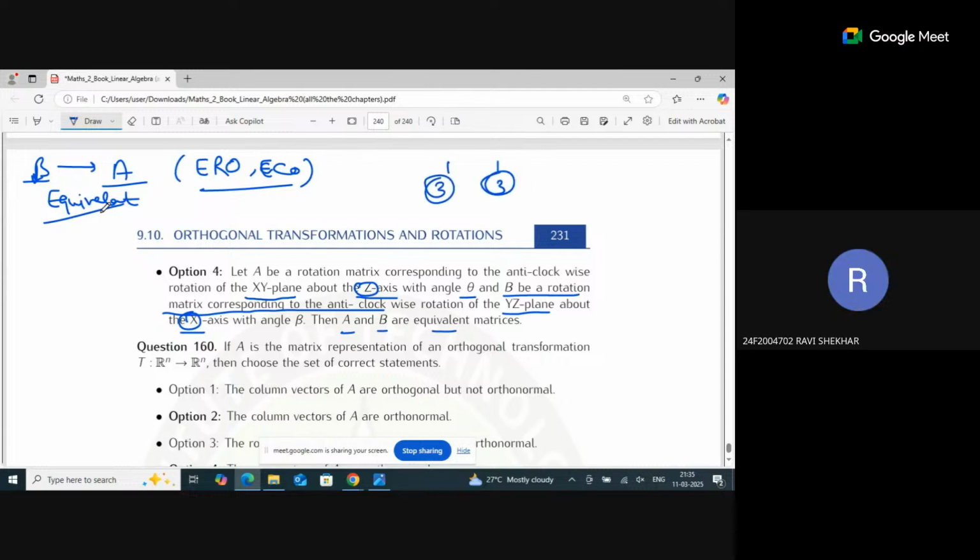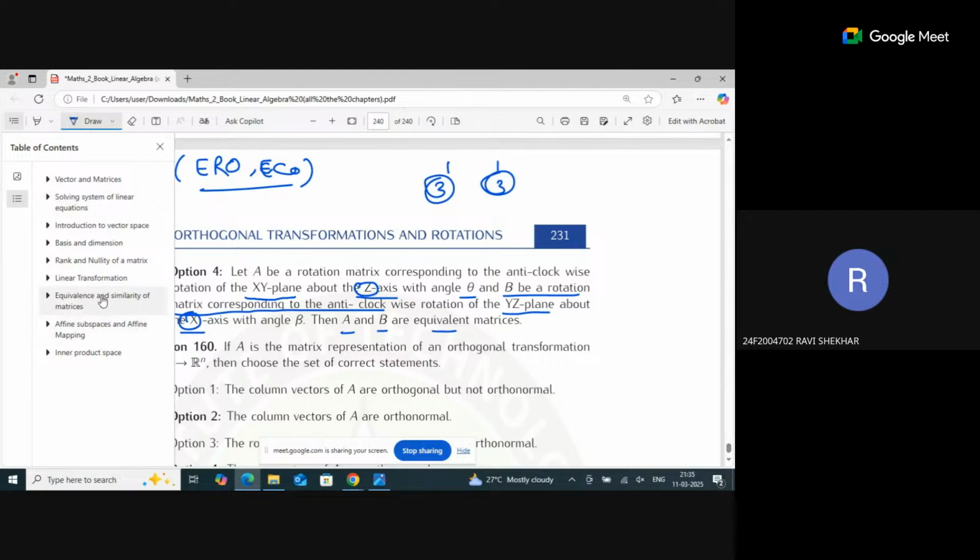Sir, for matrices to be equivalent, the rank has to be the same, it's not the other way around, right? Sorry, what? Sir, is it that the rank has to be the same for equivalence? But if the ranks are the same, I think I'm forgetting it.